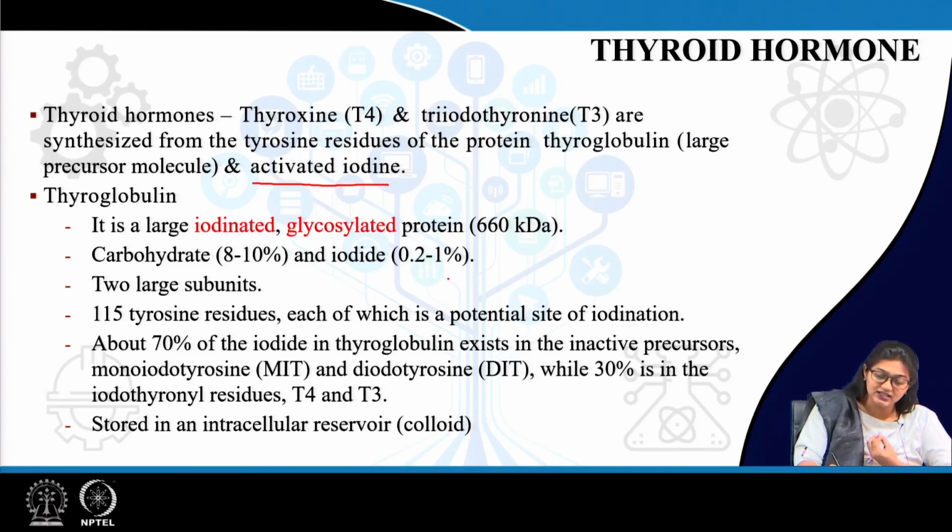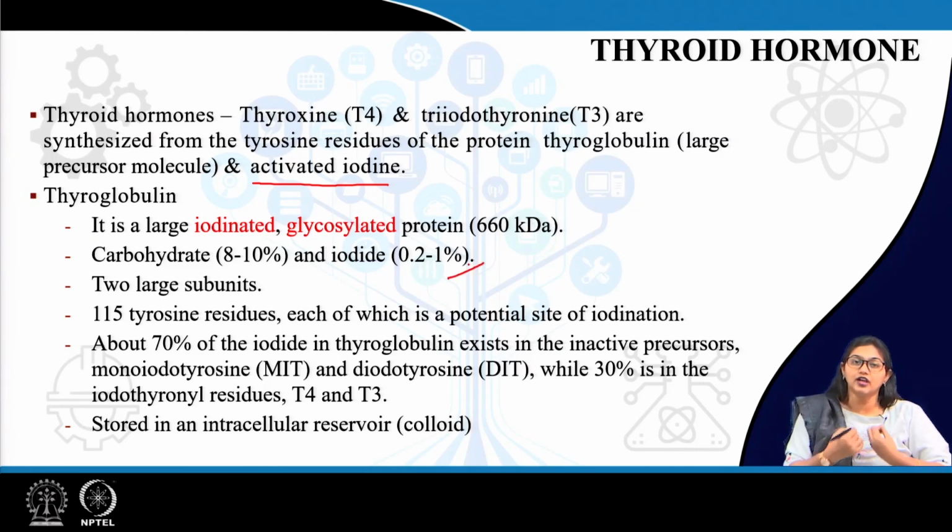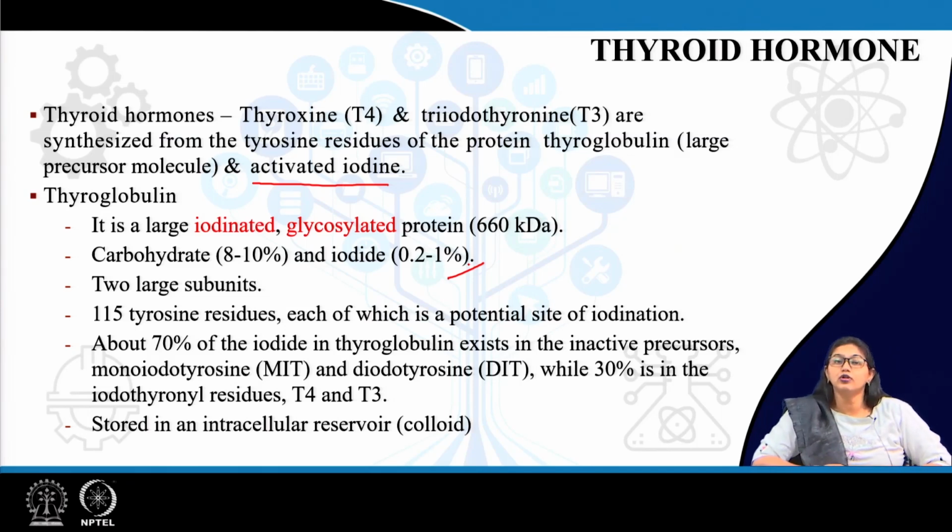And remember, this range is based on the dietary availability of iodine, which decides how much iodination will be there in the thyroglobulin. Now, thyroglobulin has two large subunits, with around 115 tyrosine residues in a total of around 500 amino acids. So, basically this is a very tyrosine rich protein, and these tyrosine residues are the sites of iodination. That is why the presence of tyrosine is important in thyroglobulin.